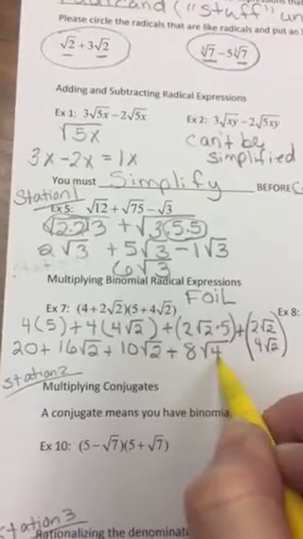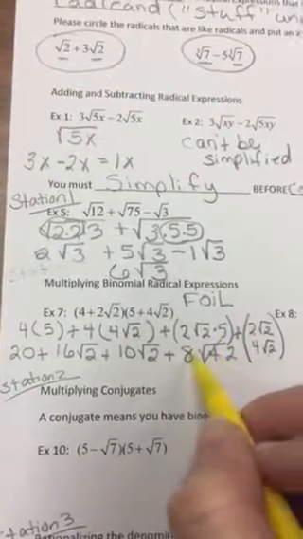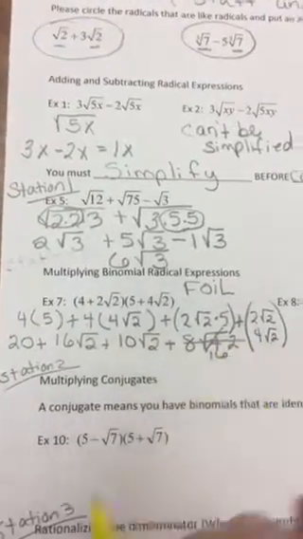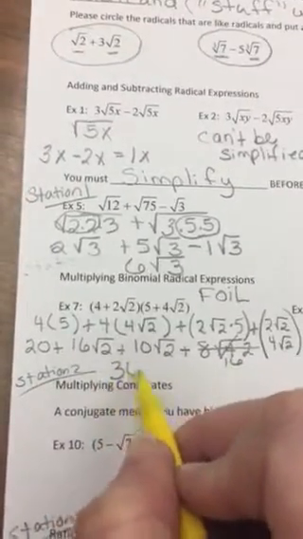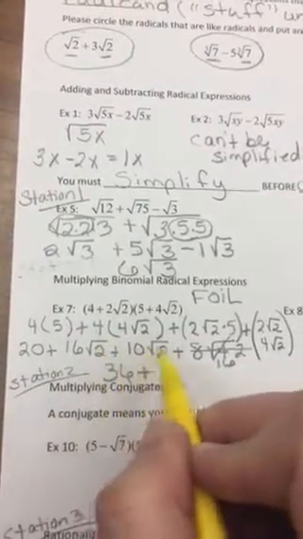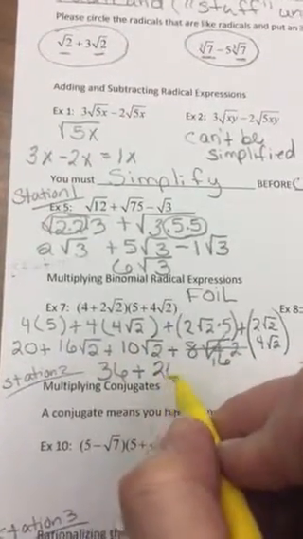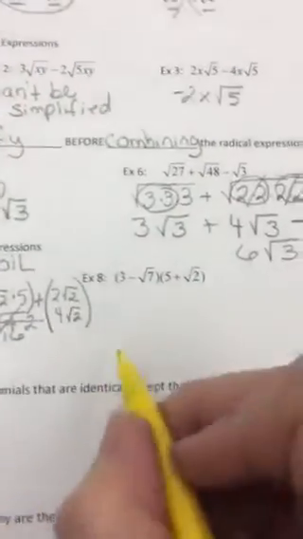And it's time to do some simplifying. So the square root of 4 is a 2. And then 8 times 2, that whole thing is going to be a 16. So now I have 20 plus 16, 36. And these are like radicals. So the 16 and the 10 make a 26 square root 2. All right, let's try another one.